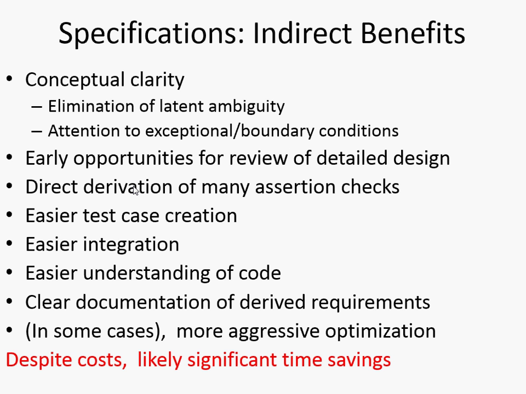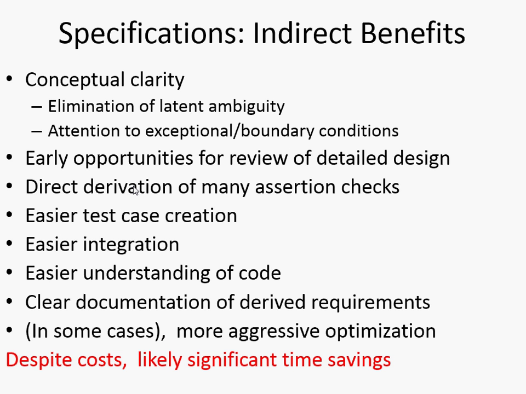Now, I talk about direct derivation of many assertion checks. How many people in here have used assertions before? Okay, good. So you should know what I mean by this: this has to be true or something is very wrong. If you have a contract, it's really obvious what things need to be the case. That's actually not a list of all things. There may be certain implementation details that you additionally want to check. But it gives you, almost for free, a lot of things that you can check as part of your code.